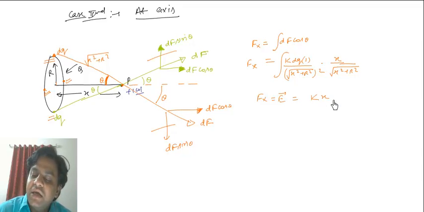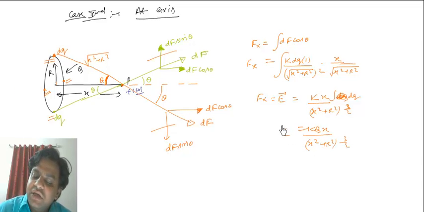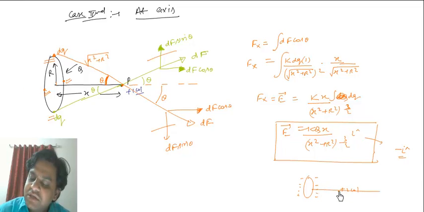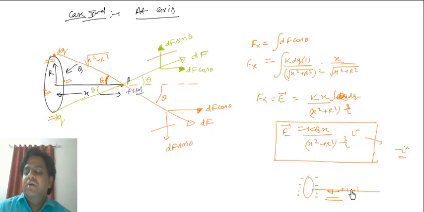So what I'll get is kx by x square plus r square to the power 3 by 2, and the integration of dq, which will be simply q. So kqx by x square plus r square to the power 3 by 2. So this is the electric field, and this will be in the i cap direction if the charge is positive, and if this is negative charge, then this electric field will be in the minus i cap direction, because in case the ring is having minus charge, then this +1 coulomb present on the axis will get attracted towards the ring.